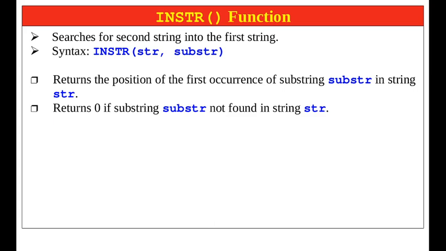Two points about the function. First, it returns the position of the first occurrence of the sub-str in str. Second, it returns 0 if the substring is not found within the string. Right? Now these 2 points we will see in the execution.